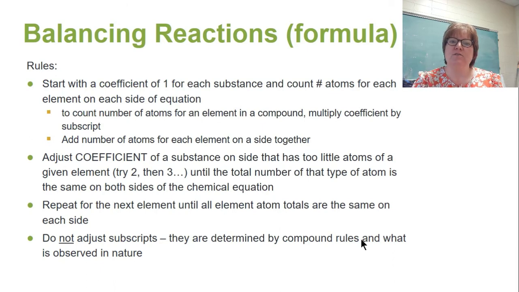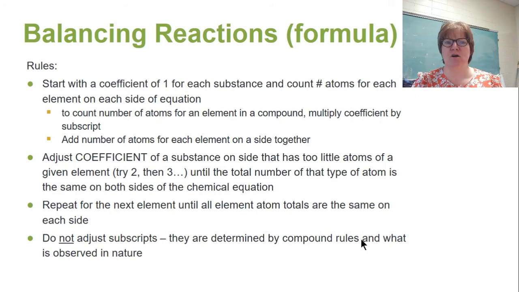And then I'm going to look, if they're not balanced, I'm going to adjust the coefficient of a substance on the side that has too few atoms of that given element. So I pick one element to start balancing, just like we did before. We started with the red atoms. Now we're going to pick one of the elements in there, and I'm going to change the coefficient on the side that has too few of that element.